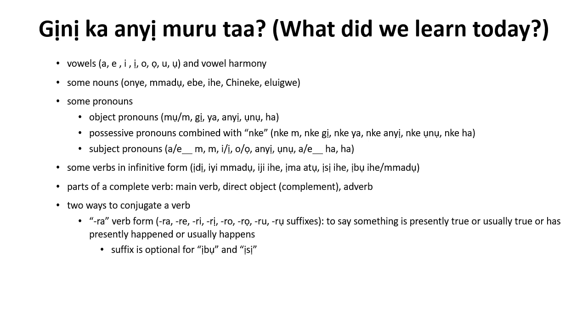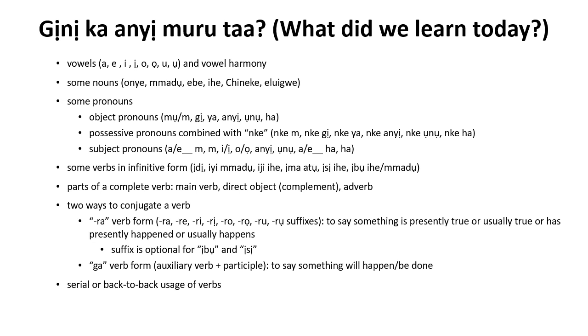Secondly, we learned the ga verb form, which is a helping verb used to talk about the future. And next, we talked about having verbs written back to back. And then we ended by tying in the meaning of Onyedikachi and by exploring a few differences in dialect.